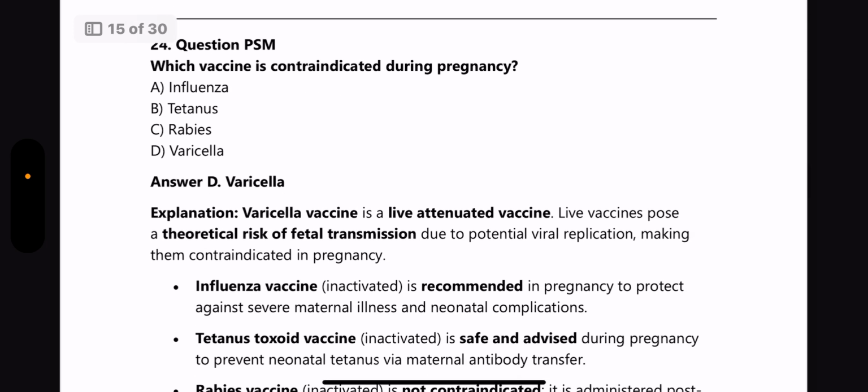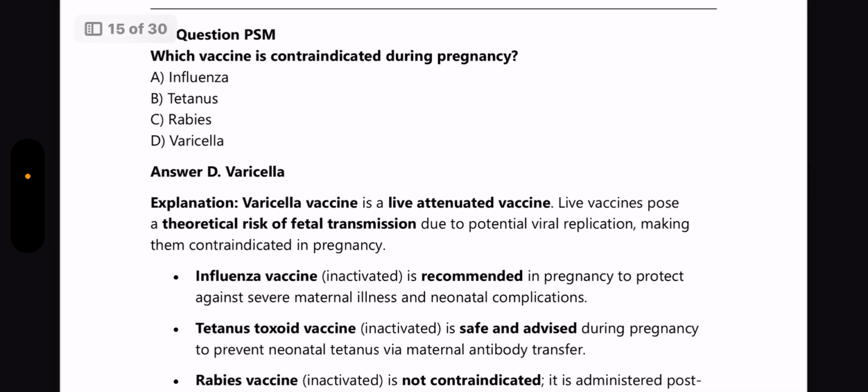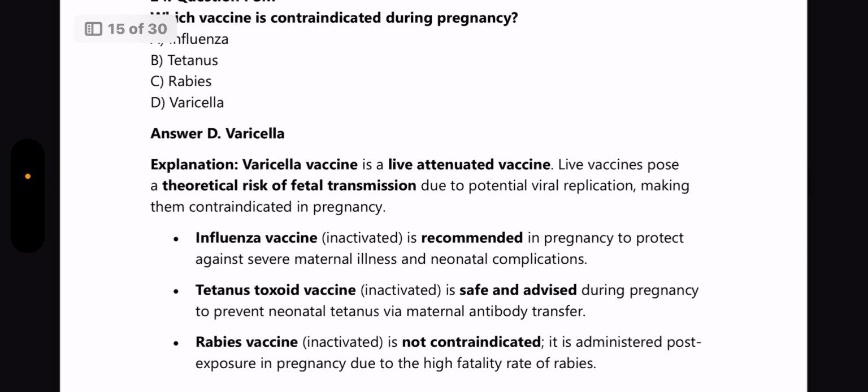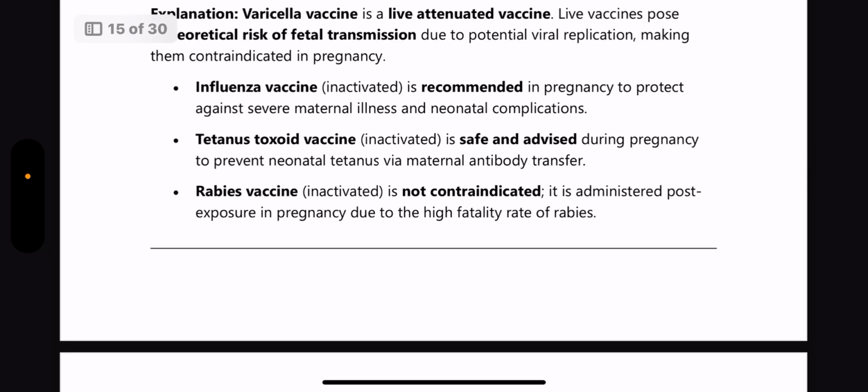Next question from PSM. Which vaccine is contraindicated during pregnancy? Answer is varicella vaccine. It's a live attenuated vaccine, and live vaccines pose a theoretical risk of fetal transmission because of the potential viral replication, making them contraindicated in pregnancy.